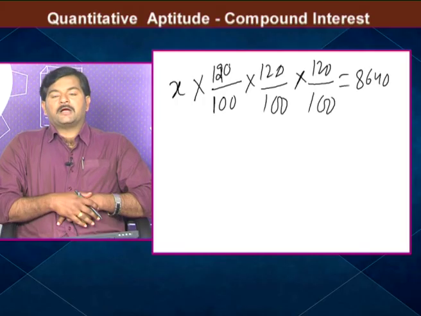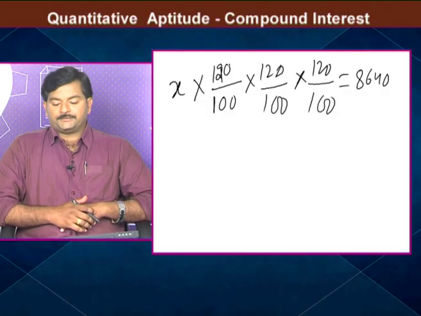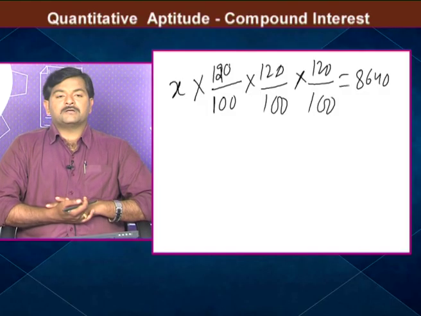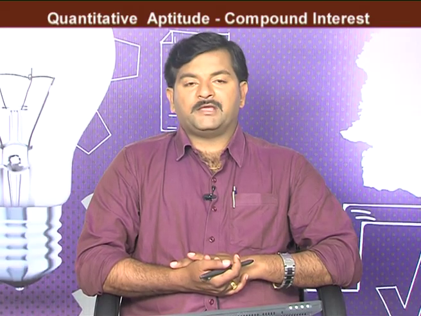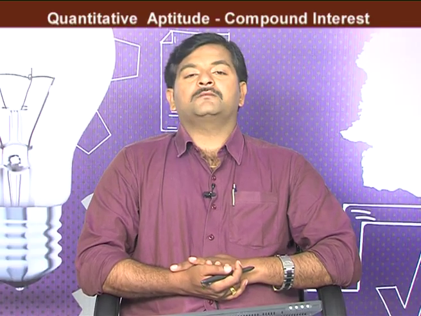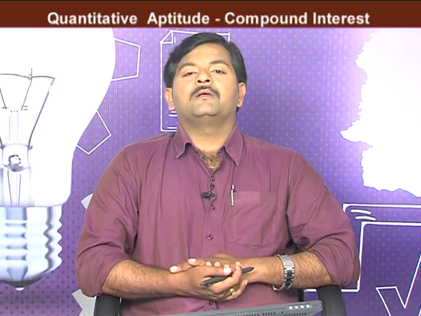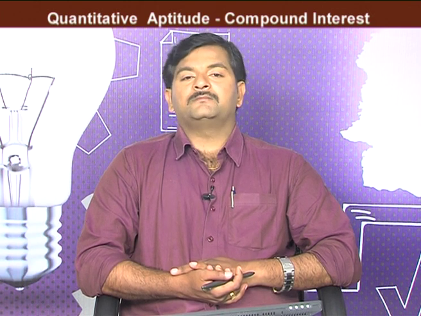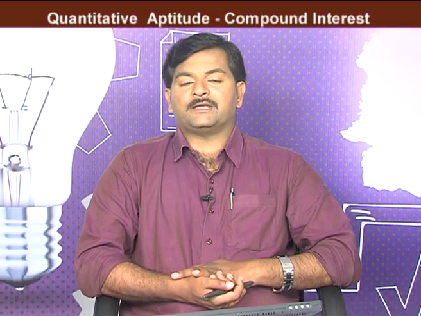I repeat this once again. In the previous question, he gave the principal and asked to find either the interest, compound interest, or amount. But in this question, the amount is given, and he asked to find the principal amount. Let the principal amount be x, rate of interest be 20. Since he mentioned nothing, we have to assume that interest is compounded annually.